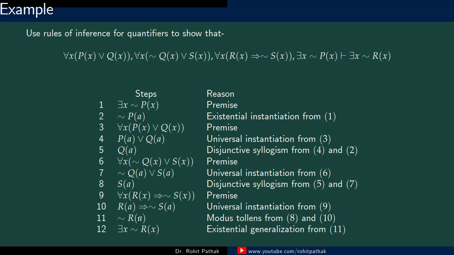What does it mean? We know that r is not true for a, so we can write this as there exists an element x such that x does not satisfy r. This is using existential generalization, because we know that r is not true for a, so we can write that there exists an element x which does not satisfy r. This is by existential generalization.